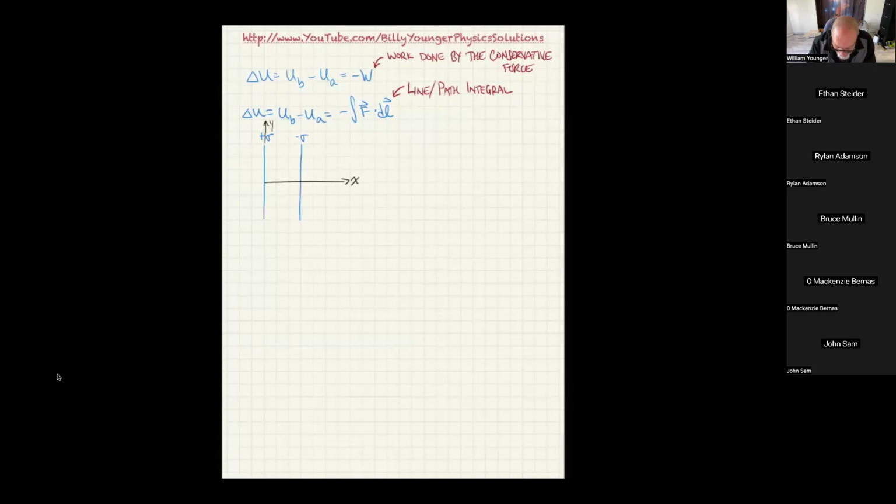I'll put my y-axis right there. And what I'm going to do is call this little spot right here point A, and then I'm going to call this one point B.